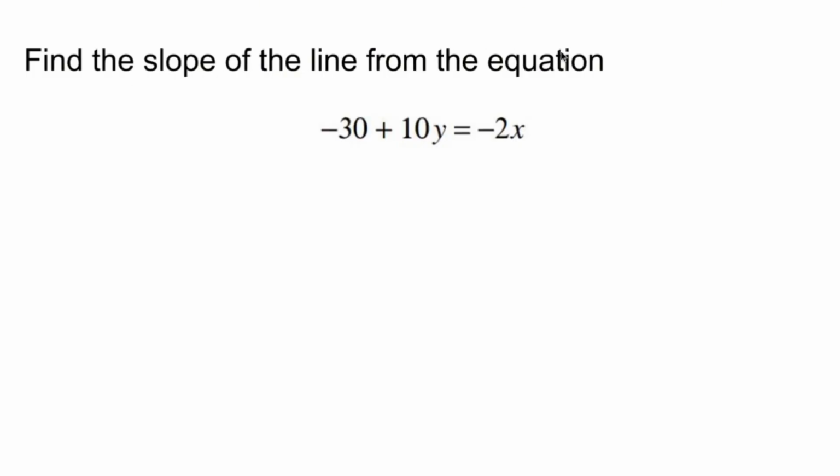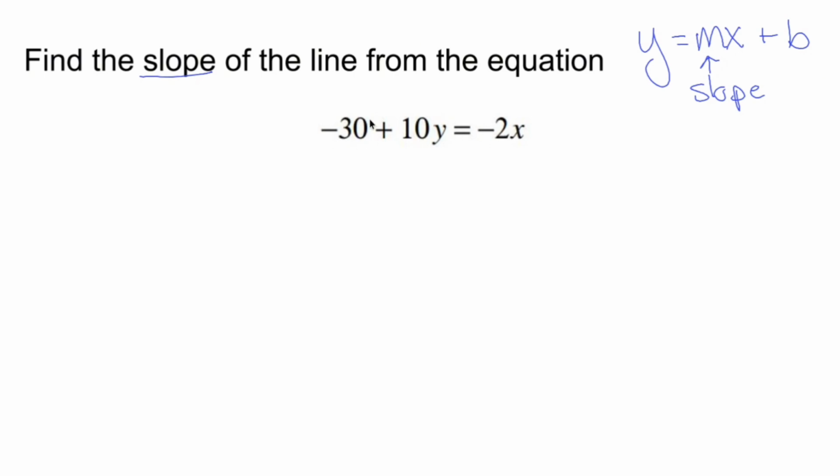Find the slope of the line from the equation negative 30 plus 10y equals negative 2x. Well, in order for me to find the slope of a line, if it's not in slope-intercept form like this guy, I have to put it in slope-intercept form. Slope-intercept form is having y all by itself, then writing out the x term, so mx plus b, and having a number floating around. I need to make this look like this. And once I do that, I can find the slope by noticing the number in front of x. When y is alone on the left, the slope is the number attached to x.